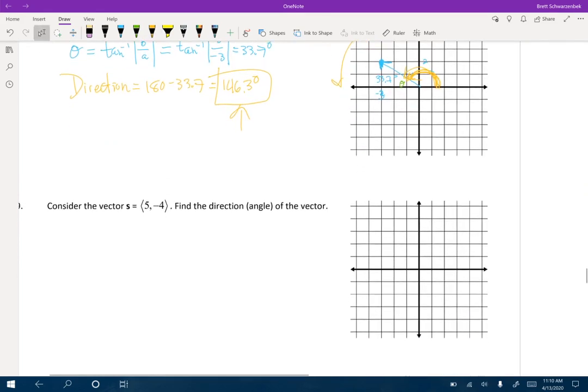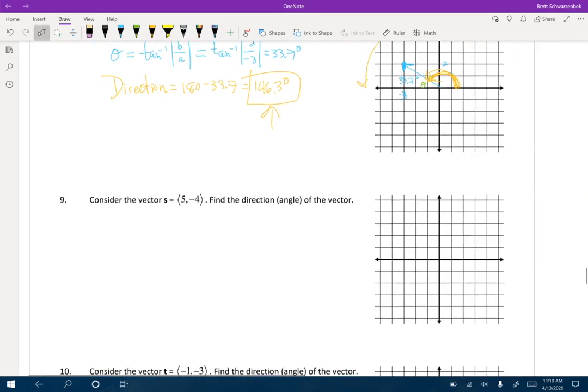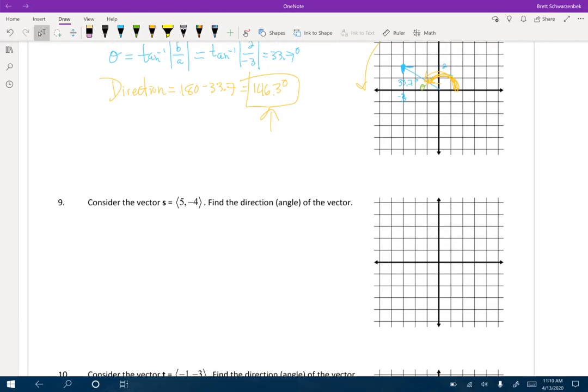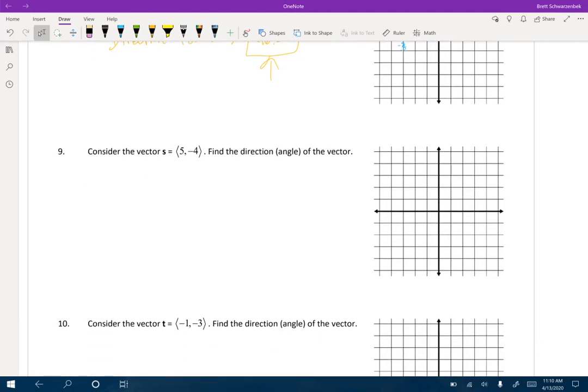Look at number 9 right now. So let's say we have a vector 5, -4. Let's put that somewhere. We have about 5, about -4 here. So it looks like we're going to end up over in quadrant 4. If we were to determine what the direction is, it's going to be this gigantic angle, so we know the answer is going to be somewhere between 270 and 360. But the reference angle is going to be this little angle over here.